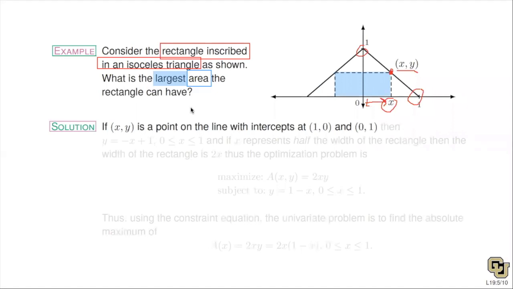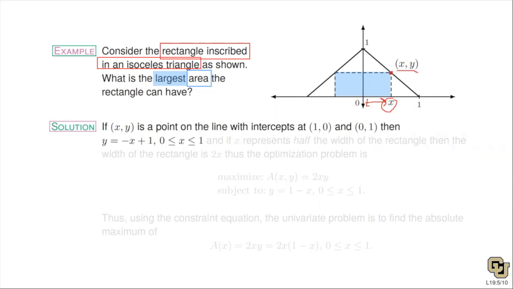Here I can find the slope and do point-slope form. Or of course you could just imagine it's the line negative x shifted up 1. So the equation of that line is y equals negative x plus 1, with the domain restriction of x being between 0 and 1. And now we can use this to formulate both the area of the rectangle as well as the restriction.